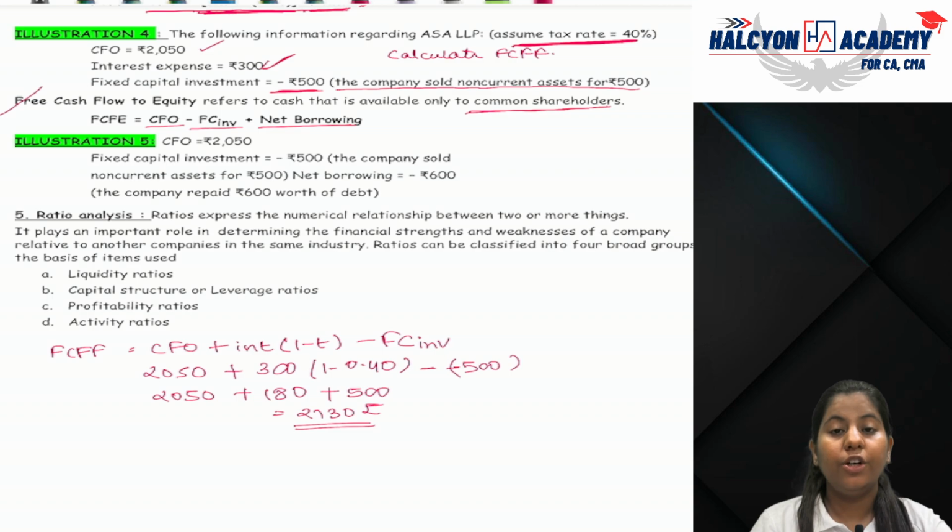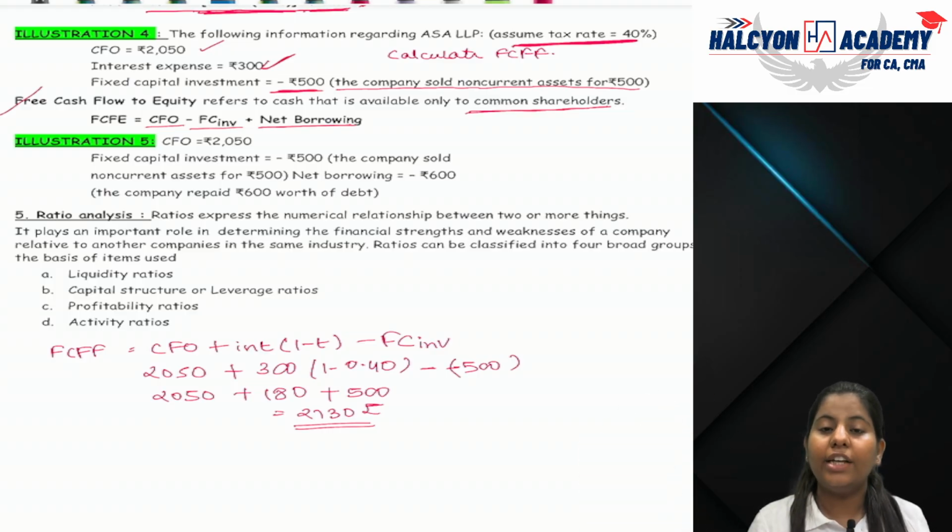What if instead of borrowing, we repaid the debt? When we repay the debt, we will deduct it. But for now, according to this formula, we have borrowed from the debt holders. If the company repaid the debt, then we will deduct it. Where there is cash outflow, it will be deducted. Where there is cash inflow, it will be added.